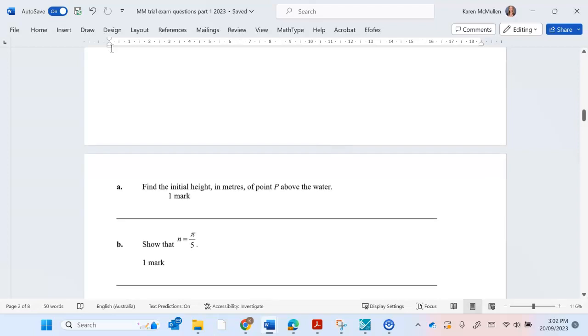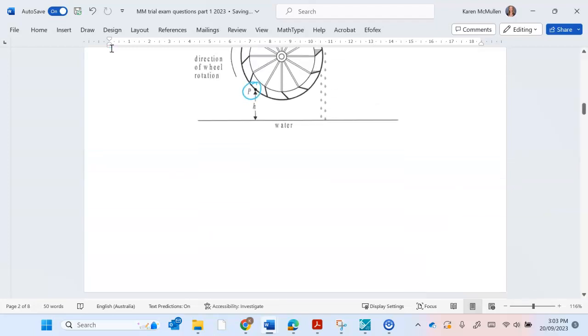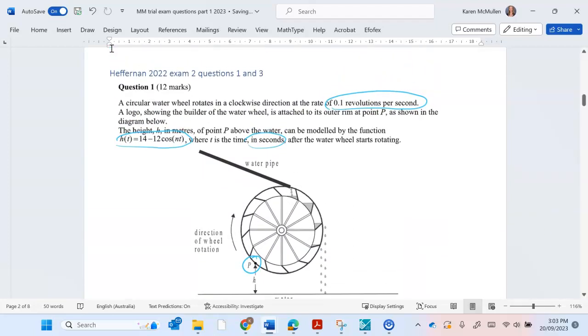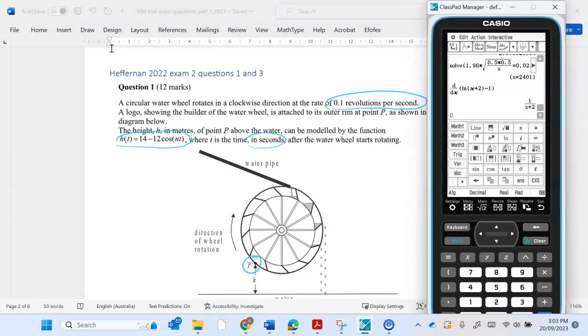All right, find the initial height in meters of point P above the water. So initial height is when t equals 0. Initial height is always when t equals 0. So we're going to just do that on the calculator. You could probably do it without a calculator, but let's do it on the calculator. Let's make sure we're in radians. So 14 minus 12 cos, and then t is 0, so it doesn't really matter what n is.